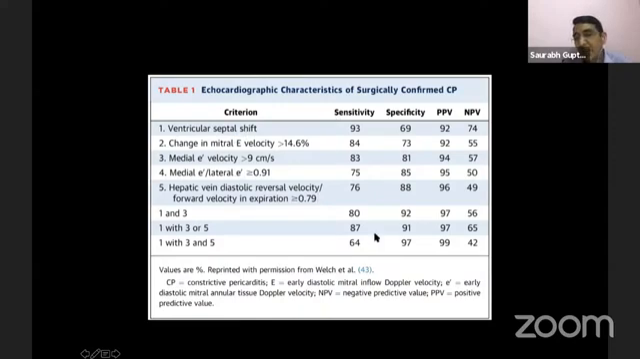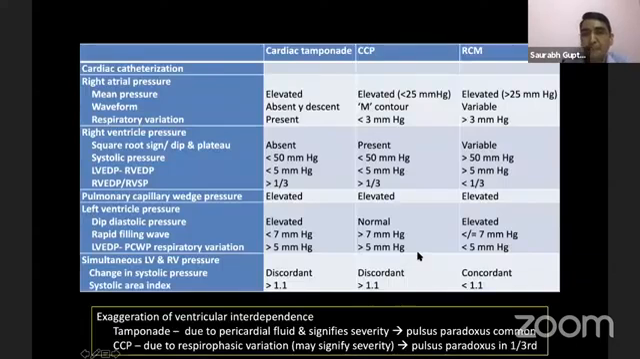Now, if you look at these different echocardiographic signs, as I said, once you use more than one sign, your specificity increases to more than 90%. So the message is, don't look at only one sign. Don't be dependent on septal bounce. Look at other things, because those are the things which will increase your specificity for the diagnosis.